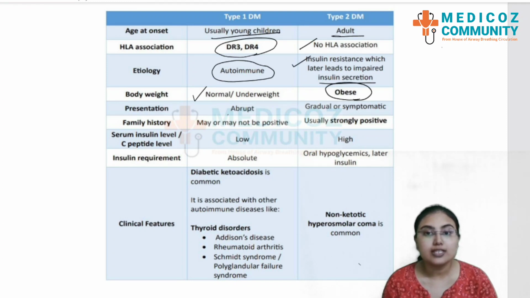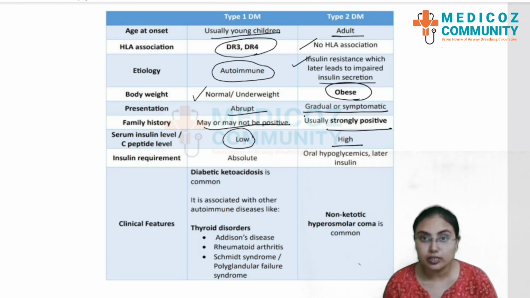The presentation is abrupt in onset in type 1, whereas on the other hand, it is gradual or asymptomatic in type 2. Family history may or may not be positive in type 1, but it is usually strongly positive in type 2. What about the serum insulin levels or the C-peptide levels? This is an MCQ for you. So, students, please note down, it is low in type 1, while it is high in type 2.